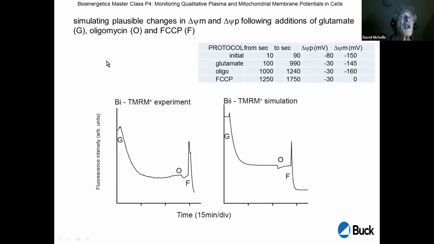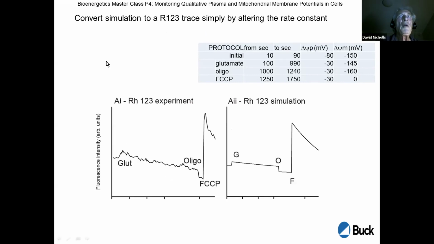And then we did the same experiment with rhodamine 123. We simply altered the rate constant to change to rhodamine 123. This is the actual experiment, the upward tick with glutamate, the oligomycin showing that that cell is healthy, and the FCCP dequenching. And again, we can more or less precisely simulate that using rhodamine 123.